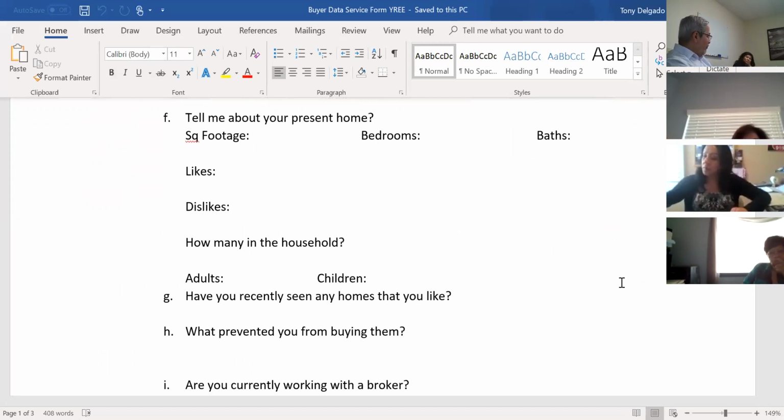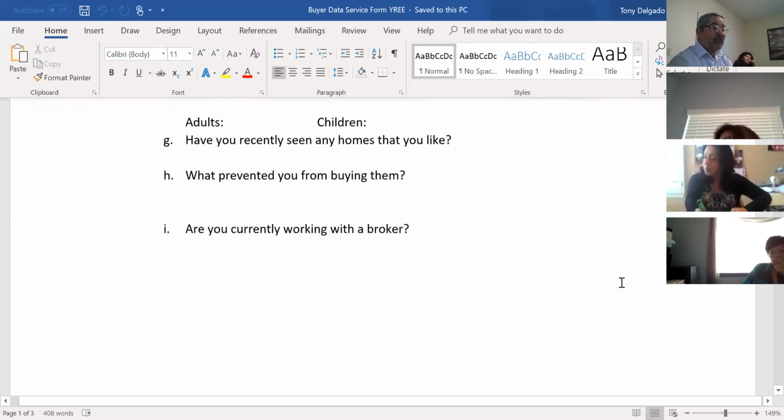Oh my gosh, we only have 1 bathroom. But whatever it might be, I'm trying to figure out what it is that you like and don't like. This is going to help me when I'm doing some of my home search. And how many are in the household? How many adults? How many children? What are we looking for?